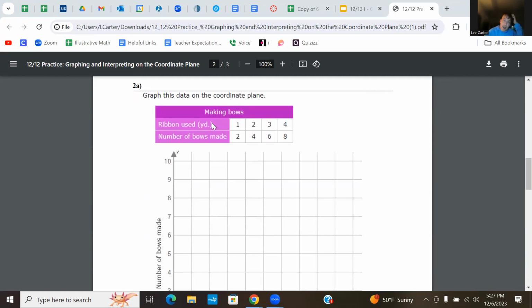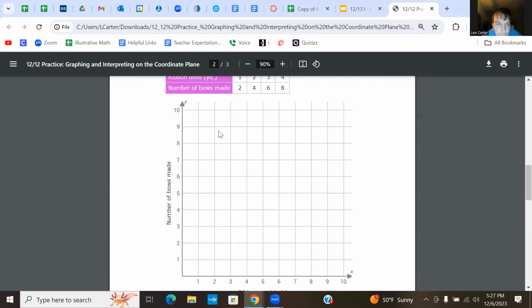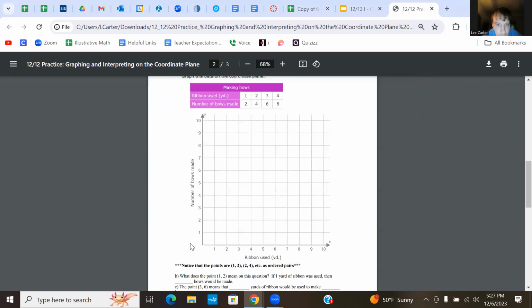All right. Graph the data on the coordinate plane here. All right, so we got some points here. We got ribbon 1, bows 2. So notice I put here, it's like this, right? 1, 2. Ribbon, bows. Okay, so 1, 2. We got 2, 4, right? We got 3, 6. And we got 4, 8. Okay, so those are the points we have on here.